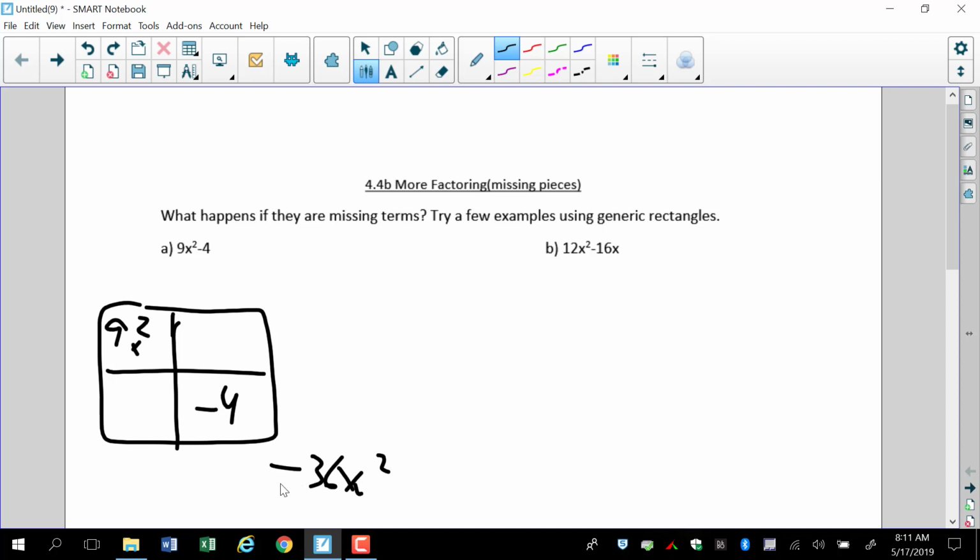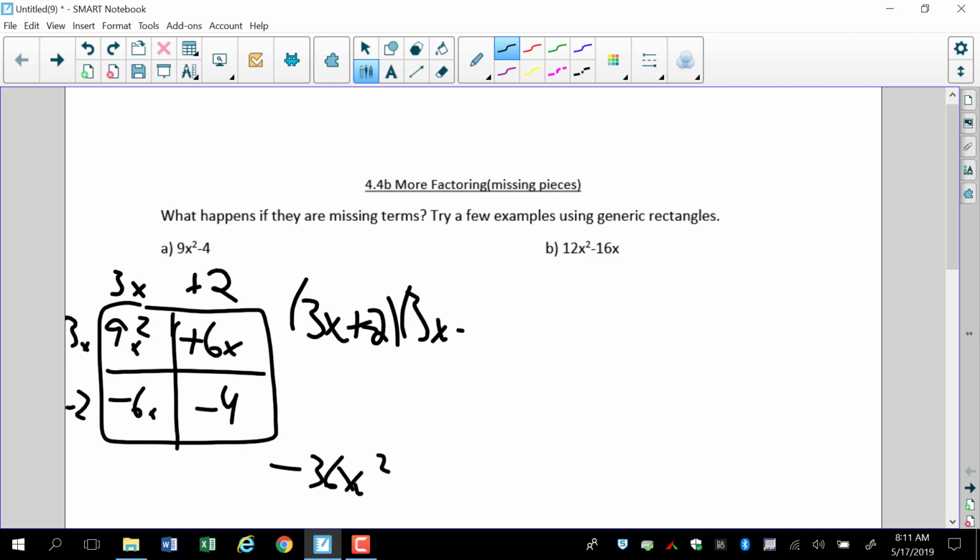So what multiplies to give you negative 36 and adds to give you 0? That's going to be plus 6x and minus 6x. And then when you fill out the outside, 3x, 3x, plus 2, minus 2, and you get 3x plus 2 and 3x minus 2.